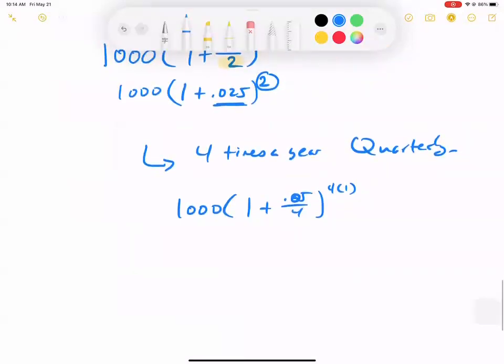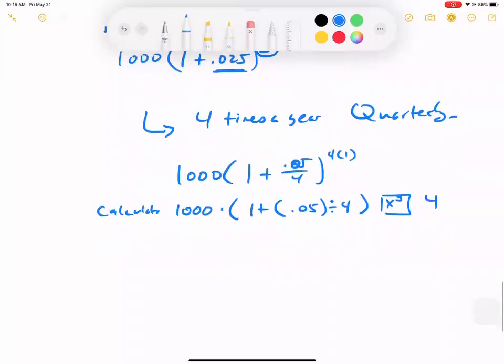So you can practice typing this on your calculator. To type this in your calculator, it will be 1,000 times, open parentheses, 1 plus 0.05 divided by 4. Then you're going to close your parentheses. And then you're going to do the XY key, and you're going to hit the number 4. Okay, this is the calculator version. This is what you would type in your calculator.